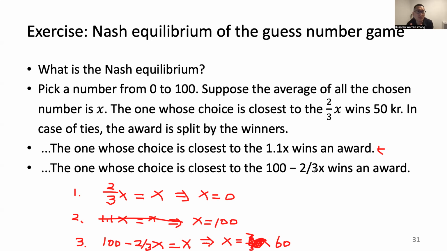We can discuss more after class, because suppose there are 100 players, right? All of them choose 0. Then 0 is a Nash equilibrium because if I deviate from 0 to 1, the average is still close to 0. 1.1 of the average is still close to 0. So no one wants to deviate.